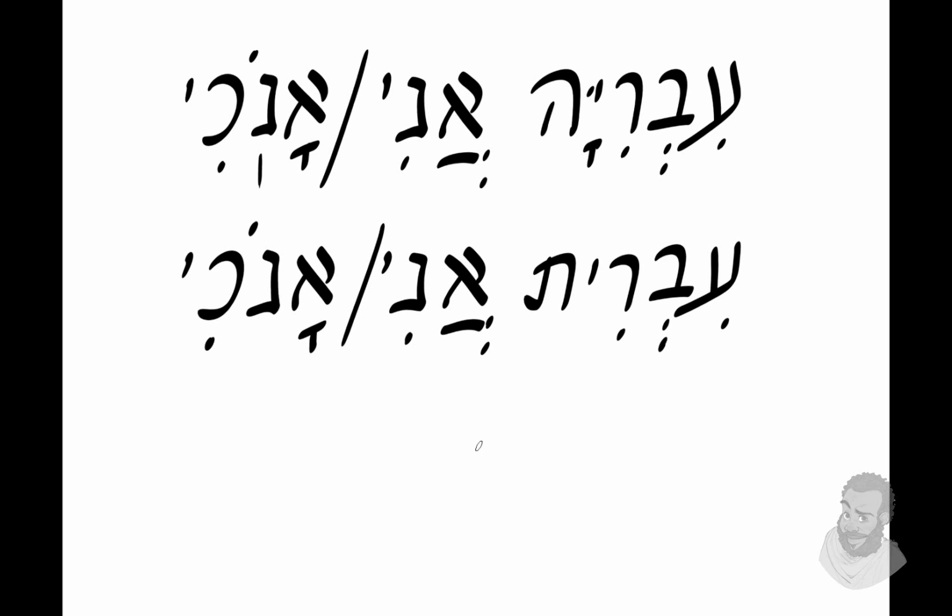And that's when you're reading HaTorah, you would say that, okay? Same thing in regular conversation. I'm not sure about pausal form, so I will keep digging on that just to find out. So עברייה ani, עברית ani.